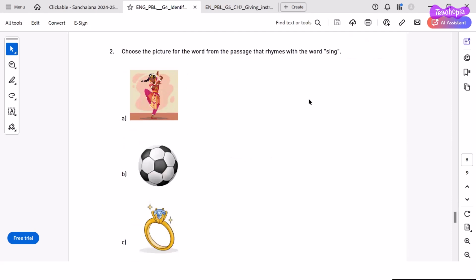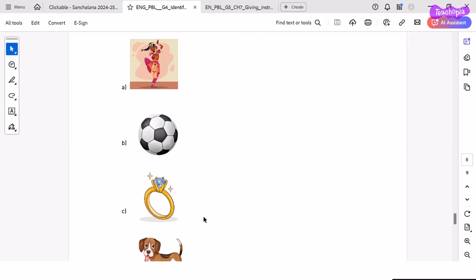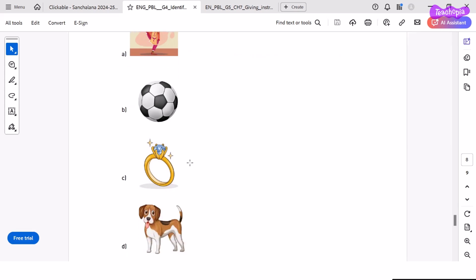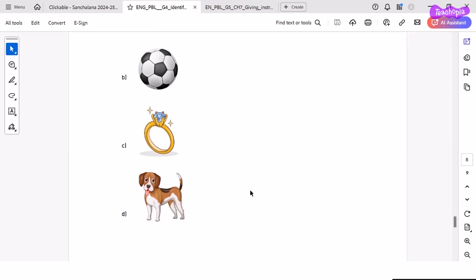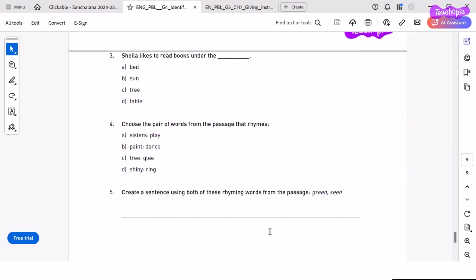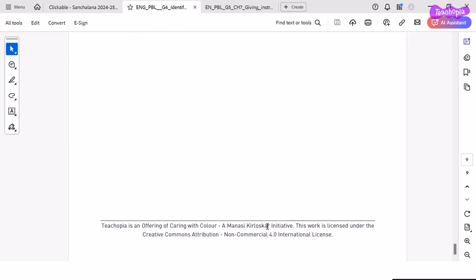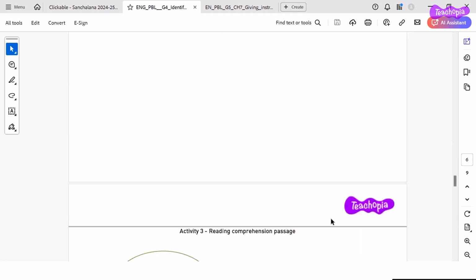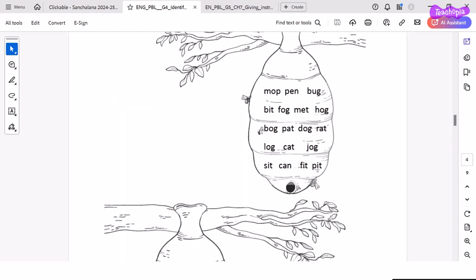So then you look at the next question. It is choose the picture for the word from the passage that rhymes with the word sing. So if you look at the pictures, you will notice that the first picture is dance, ball, ring, and dog. So ring is the word that rhymes with sing. Similarly, there are other questions also that follow. This is about the PBL for grade 4.